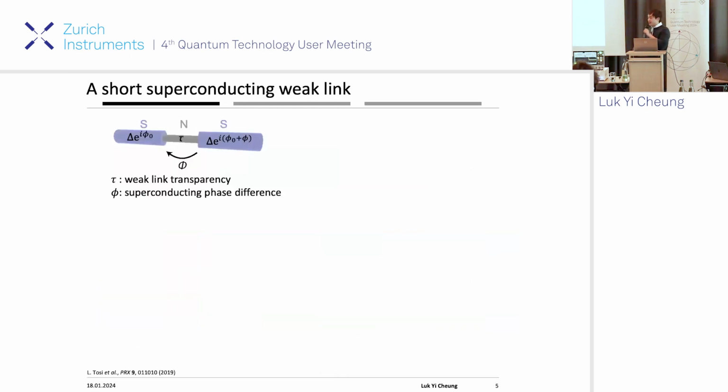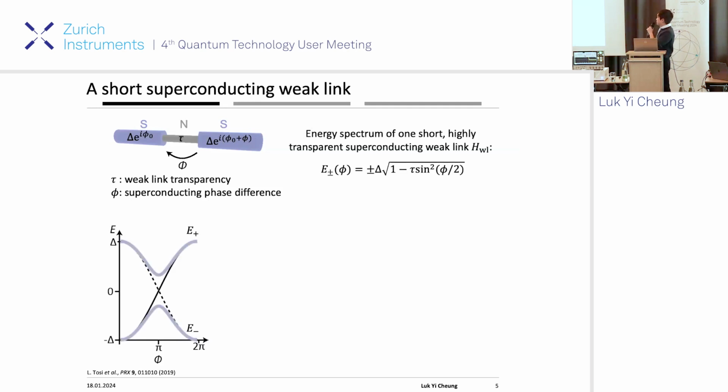So in reality, I work with nanowires. I will also talk about this a bit more. So you take a piece of normal metal in the middle, and then you put 2 superconducting electrodes around it. The superconducting weak link, that's what we call this device, can have a superconducting phase difference, and the weak link itself also has a certain transparency. As David already has pointed out, the typical energy spectrum of such a weak link looks like this. You have a lower state and also an excited state.